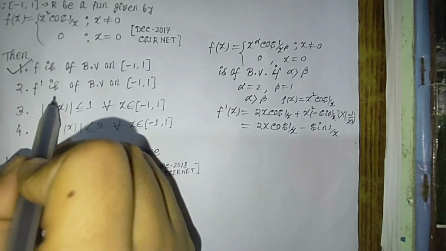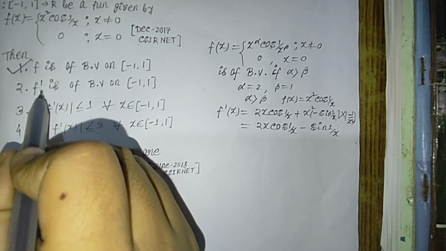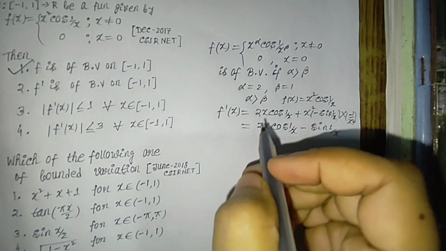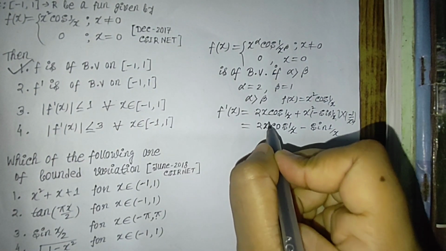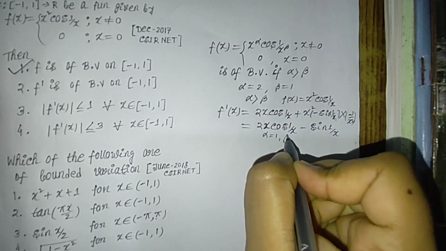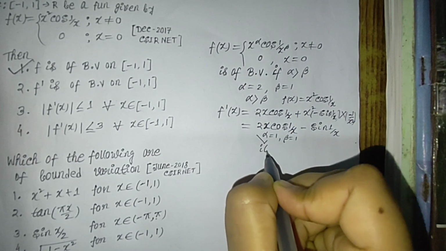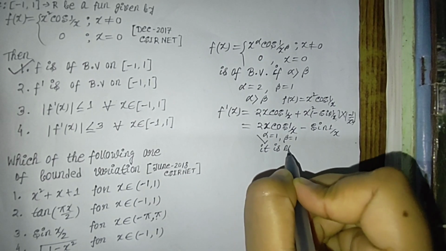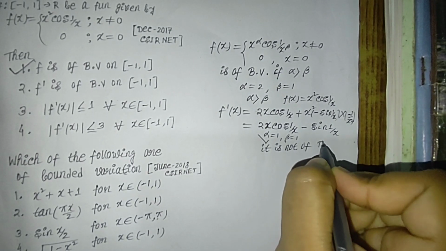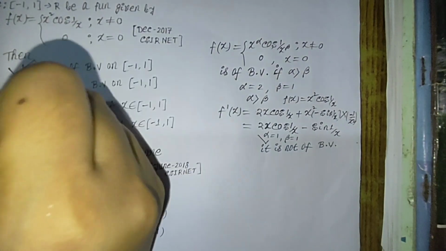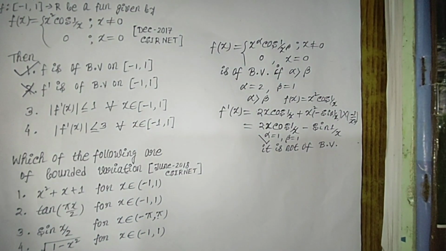Then option B says that f dash is of bounded variation. It is not possible because here alpha equal to 1 and beta equal to 1 in this case. So it is not of bounded variation. So option B is incorrect.